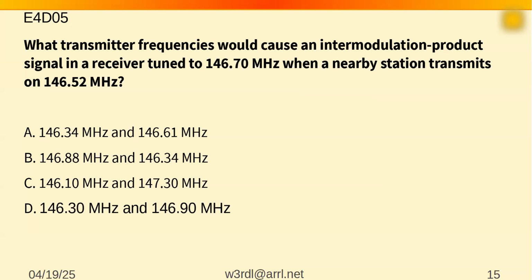So I'm tuned to 146.7 and I got a station on 146.52. What are the two intermodulation products?